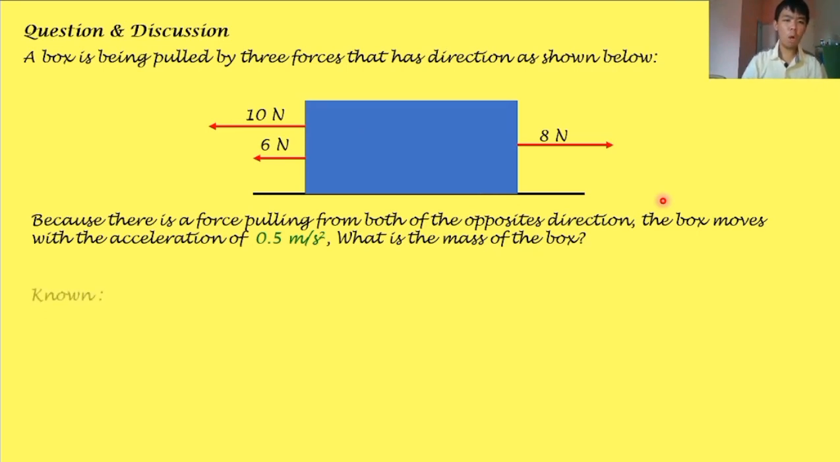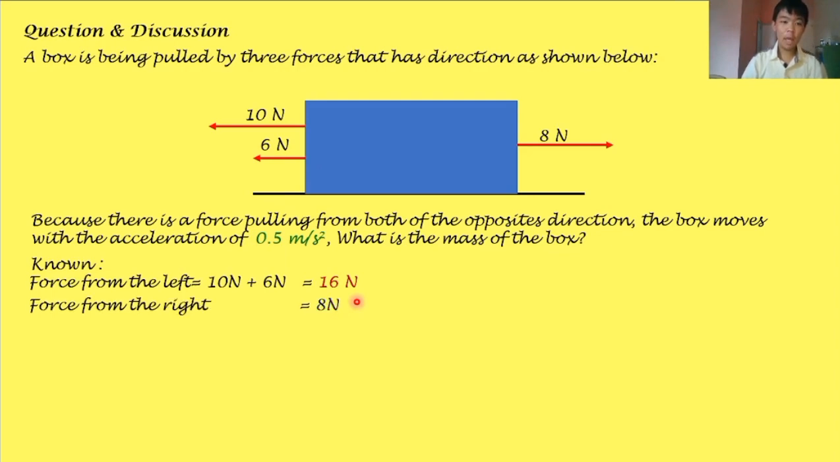First, we need to write what we know from this question. The force from the left is 10 newtons and 6 newtons. Add them together and we will get 16 newtons. The force from the right is 8 newtons, and then the acceleration is 0.5 meter per second squared. Now we're going to write what is being asked in this question, which is the mass of the box.